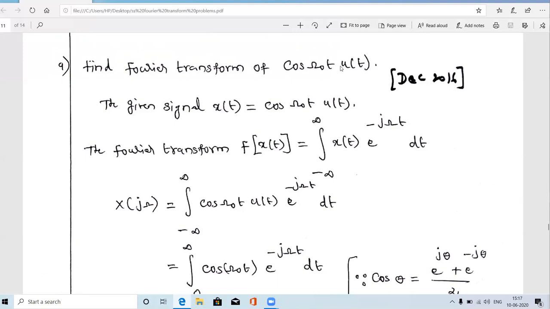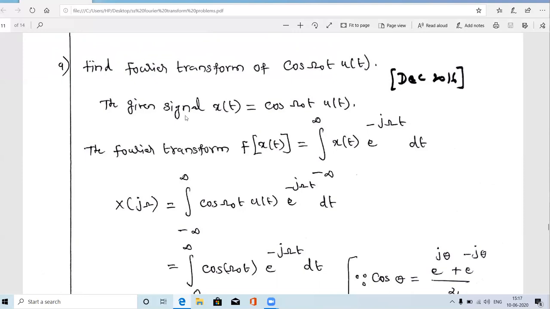Okay, so that's why in the Fourier transform, the integration limit is only restricted to 0 to infinity. So that's why the Fourier transform answer for this problem is different from the previous problem. Okay, so we will solve in this manner.